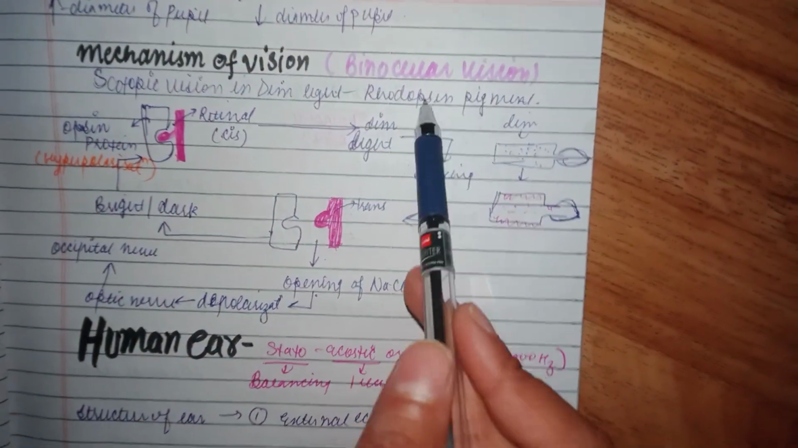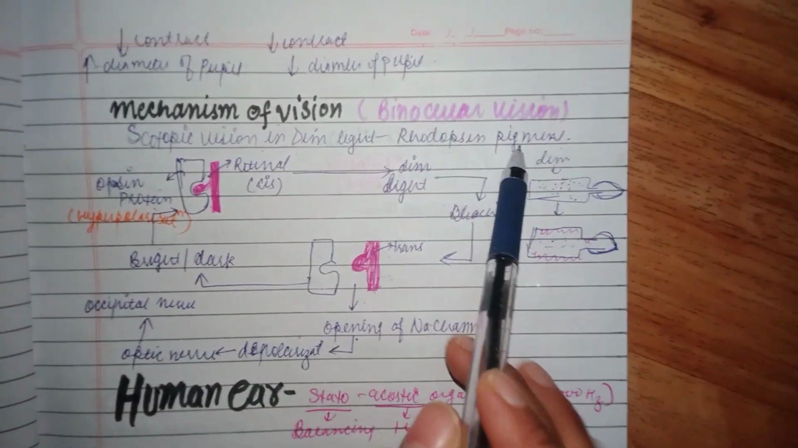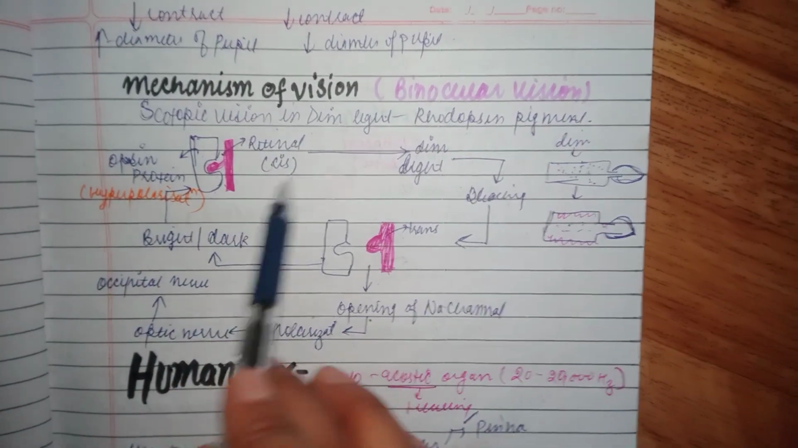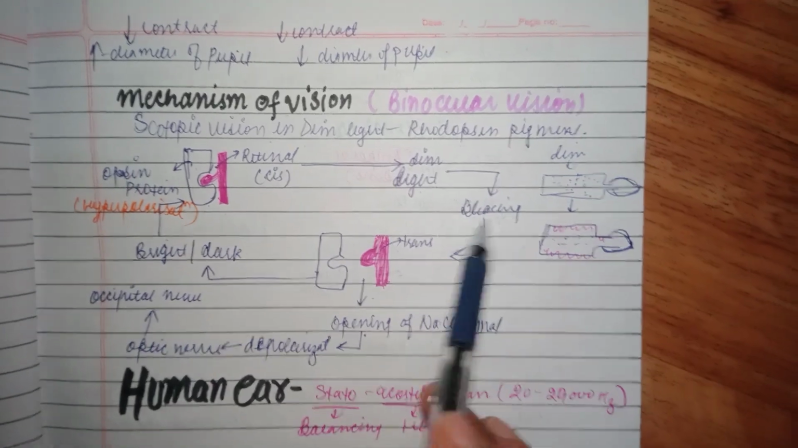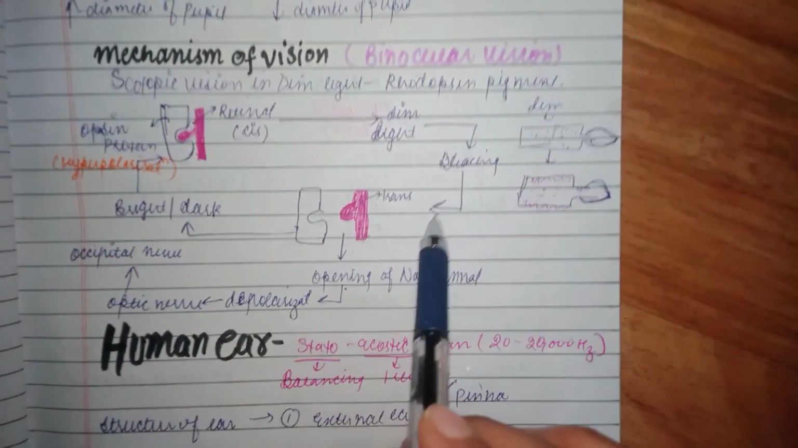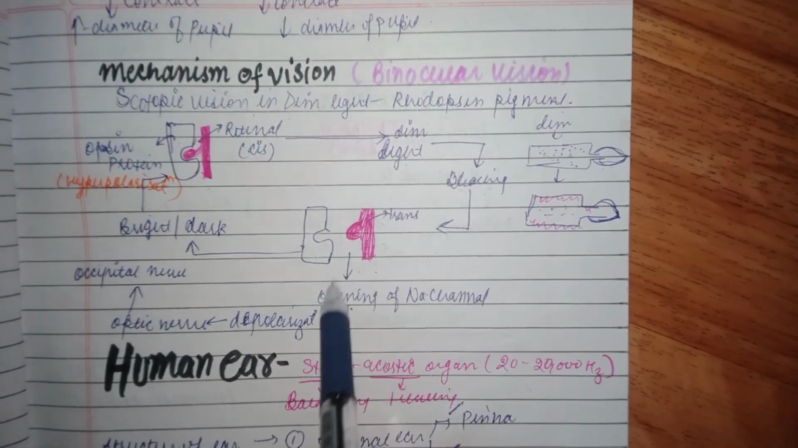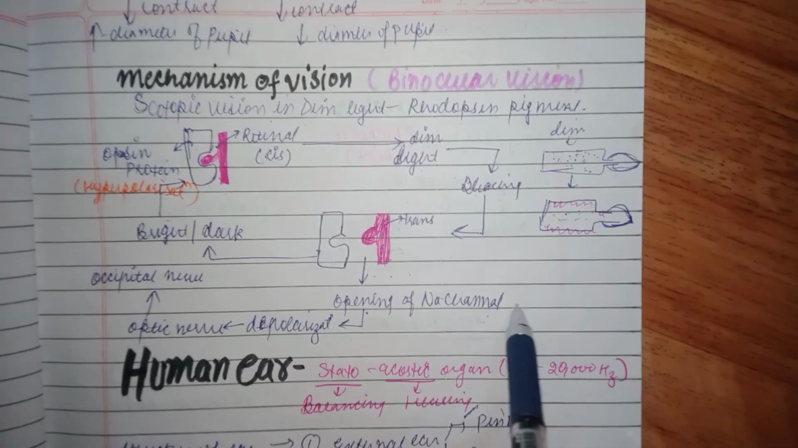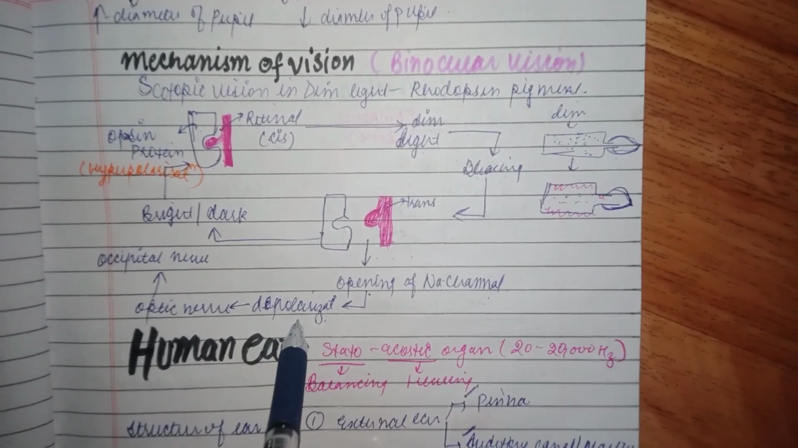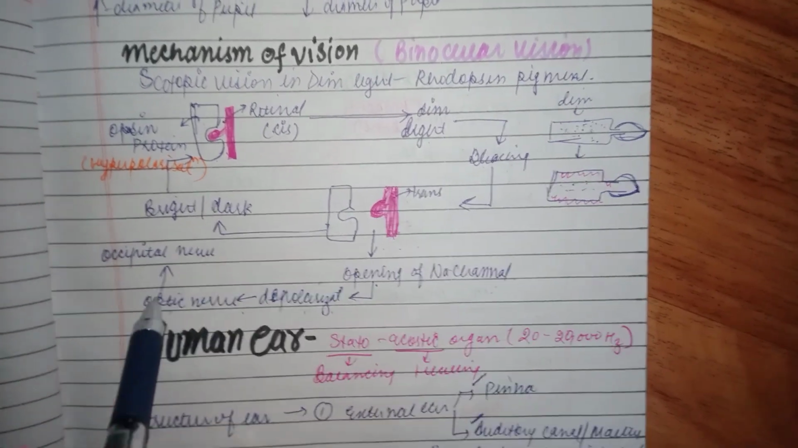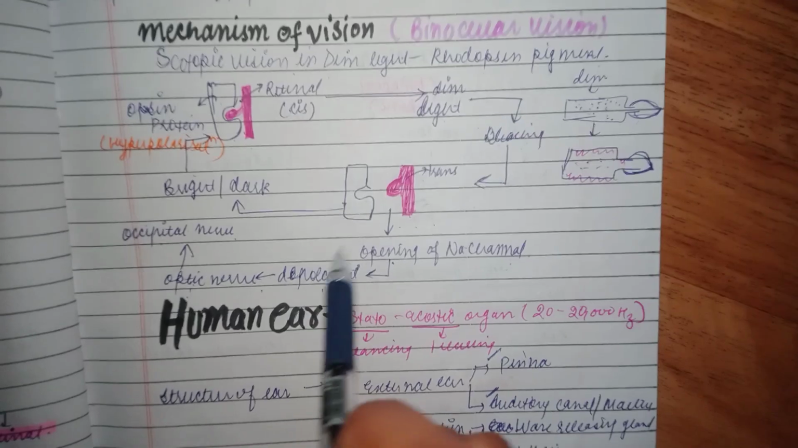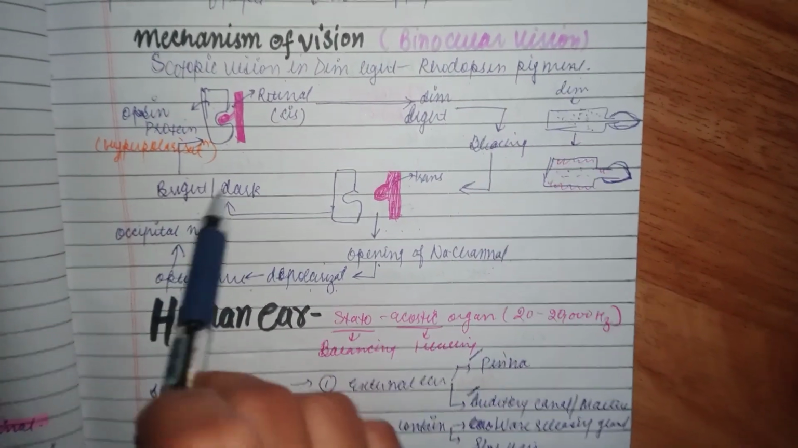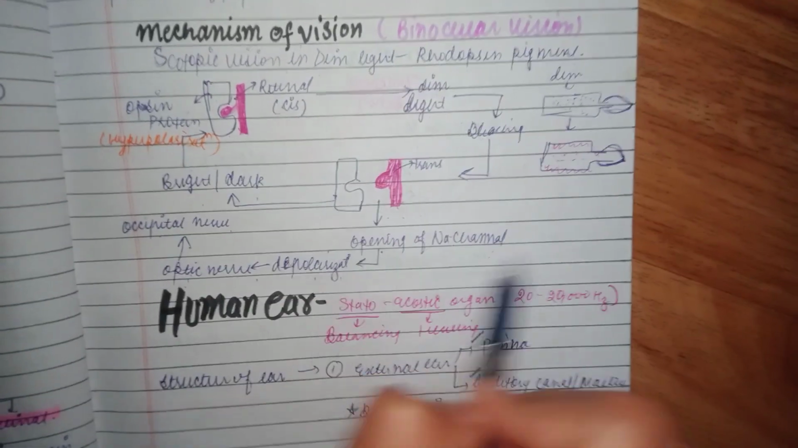Let's talk about this in a diagrammatic way. See, this is the mechanism of vision in a diagrammatic way. Scotopic vision in dim light, the rhodopsin pigment we have. When the opsin protein and the cis retinal bind in dim light, the bleaching will occur. In dim light the bleaching will occur. In that case, this cis retinal will convert into trans retinal. When this happens, the opening of the sodium channel will occur and the depolarization is caused, so that the optic nerve sends this impulse to the occipital lobe. But in bright light, hyperpolarization will occur and this cycle continues.